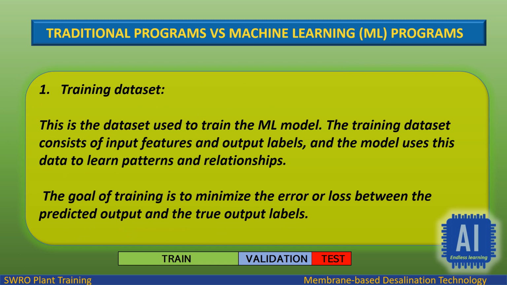Training dataset. This is the dataset used to train the ML model. The training dataset consists of input features and output labels, and the model uses this data to learn patterns and relationships. The goal of training is to minimize the error or loss between the predicted output and the true output labels.